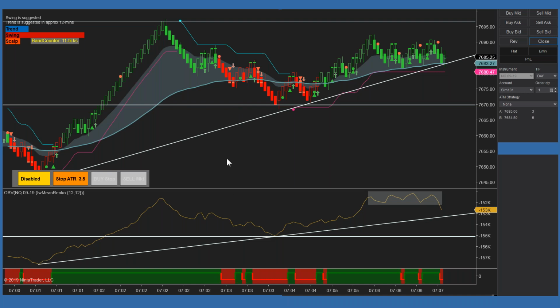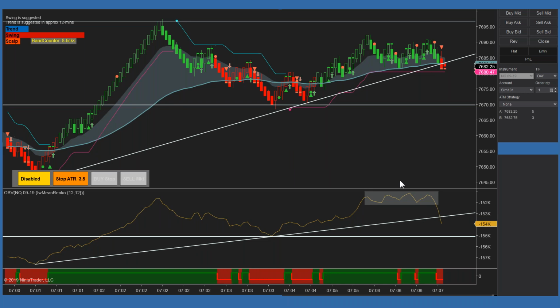Yeah, I think the key to using it with the mean Renkos is going to be looking at these more frequent bars rather than looking further back. Looking further back works great for the daily chart. And maybe you even want to try it, say, on like a 5-minute chart. That might be helpful.